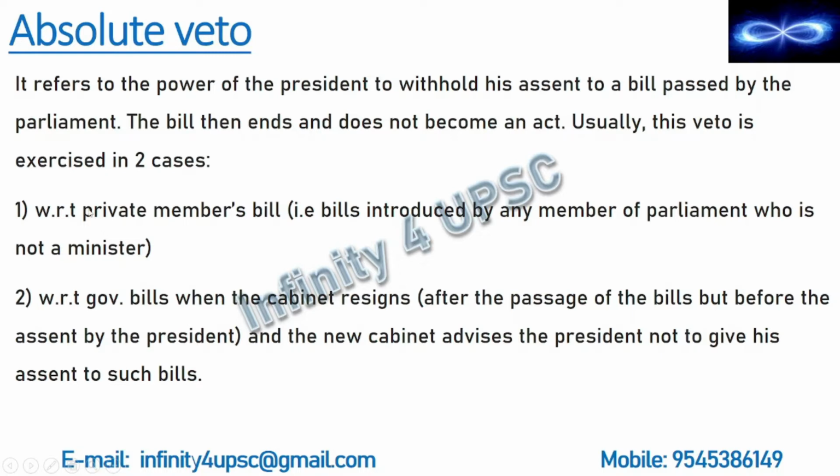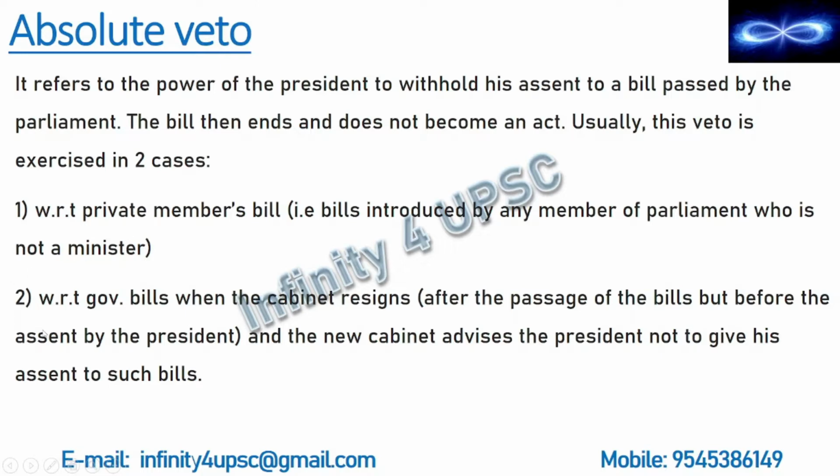He is not even a member of parliament, but some outsider. That is not the case. He is very much a part of the parliament. He is a member of parliament, but just that he has not been elected as a minister. So a private member's bill can be withheld by the president. This is absolute veto.